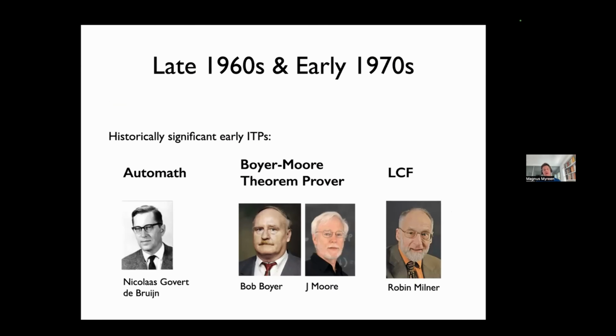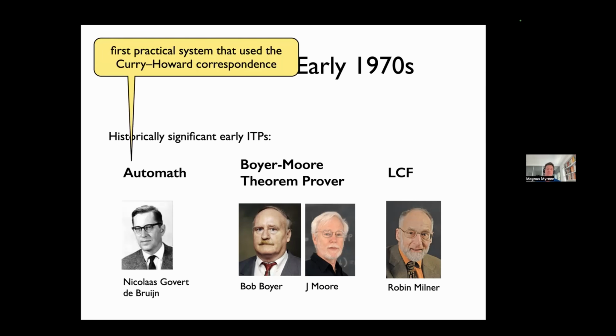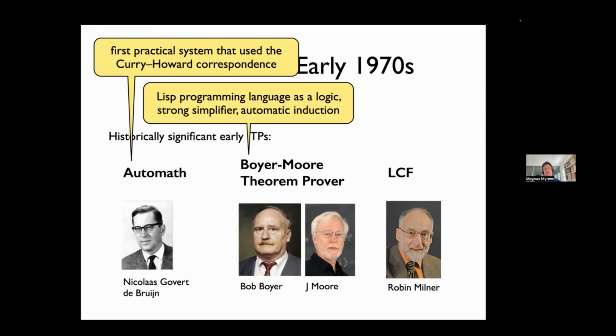Okay, so I promised some history. In the late 1960s and early 1970s, there were three significant ITPs emerging. Automath is the first practical system that used the Curry-Howard correspondence, which you must be familiar with from Coq. Then there was also the Boyer-Moore theorem prover, which nowadays is called ACL2. This prover is very different.